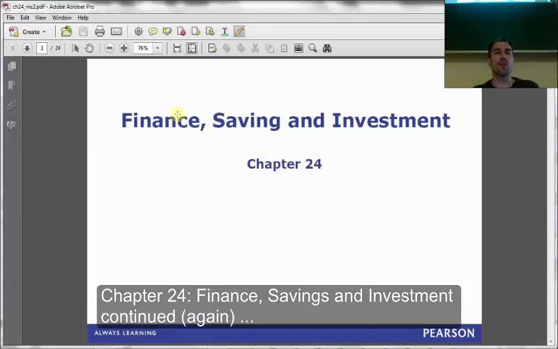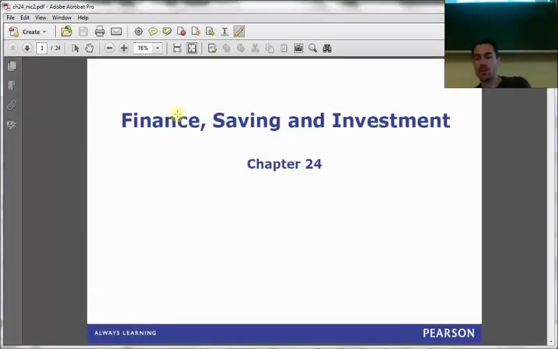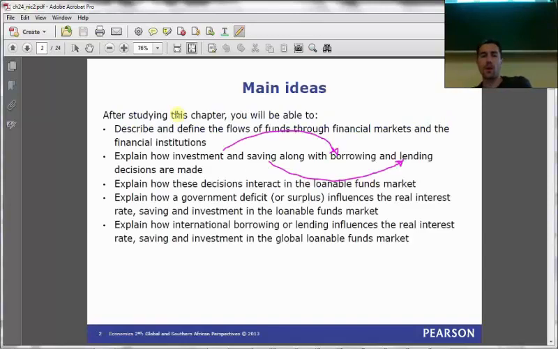So chapter 24, finance, savings and investments. We had spoken about what we were going to be doing in this chapter and introduced the first few sections. So if you recall, describe and define the flow of funds through financial markets, as well as describe the financial institutions, different types of financial institutions.